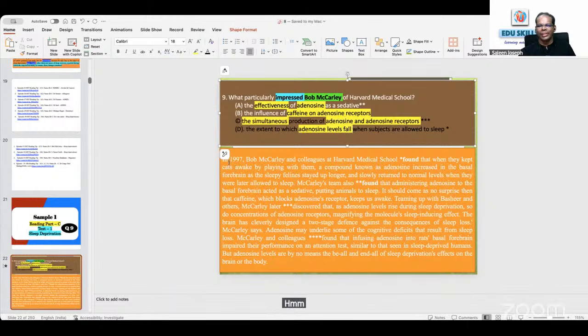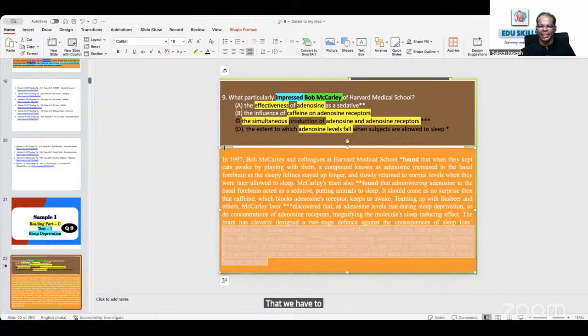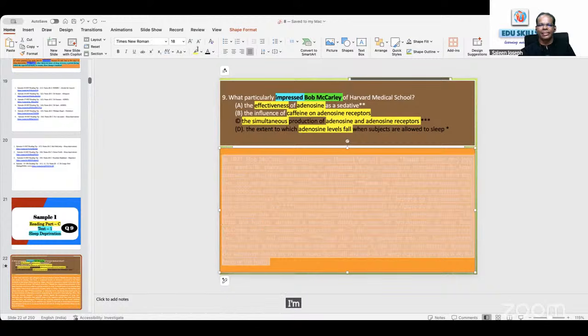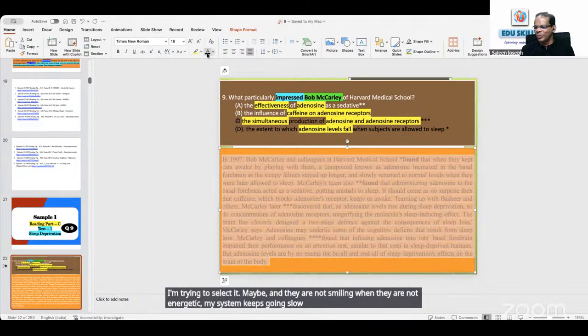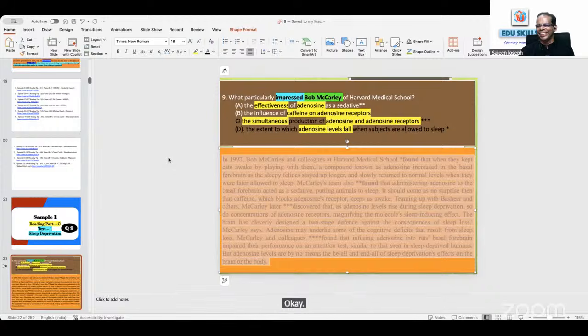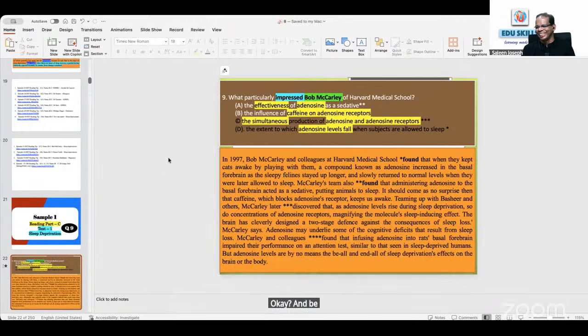Usually the principle is that OET people love many things. They don't like one thing. More the better. That we have to prove. Let me try to select it. Maybe when you are not smiling, when you are not energetic, my system is going slow. That's why I ask you to keep smiling and be energetic. Now come on. We are not bothered.